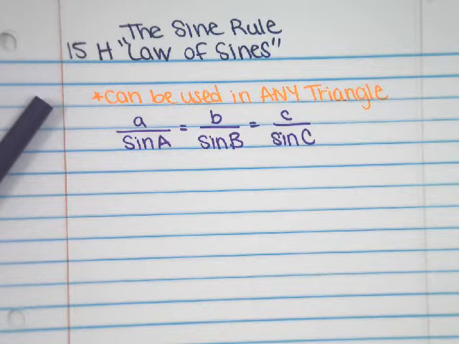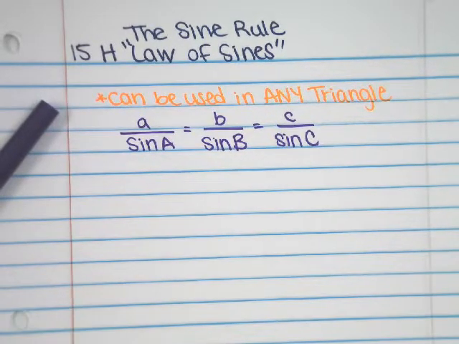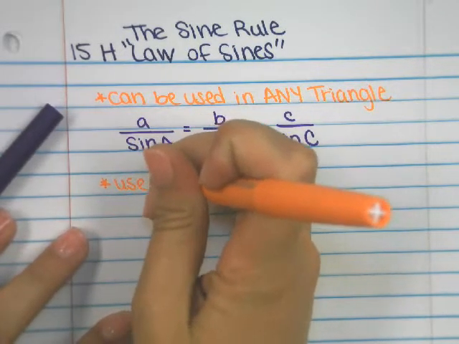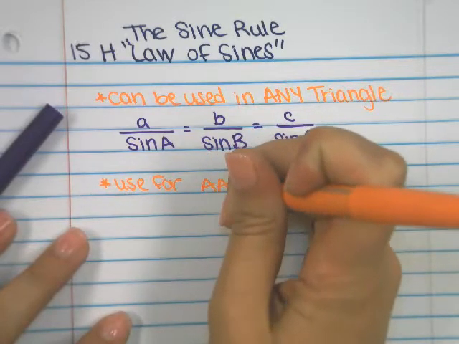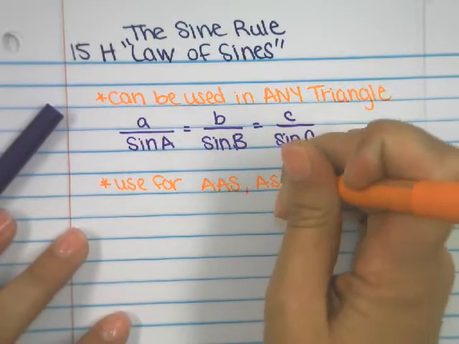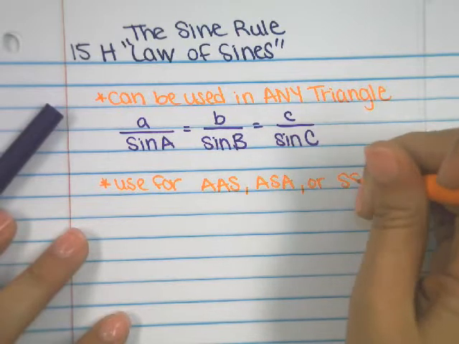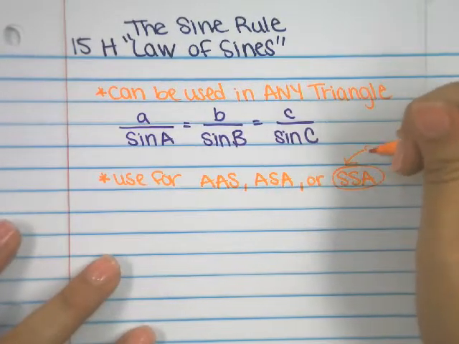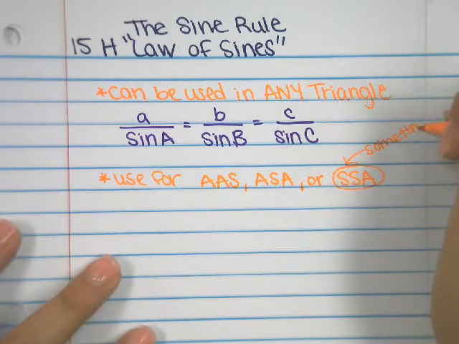They have to match. And we can pick any two of these depending on what triangle we're working with, depending on whether we need to use A's, B's, or C's. For this formula, we can use this for angle, angle, side, angle, side, angle, or the SSA triangle. But this one sometimes gives two answers.